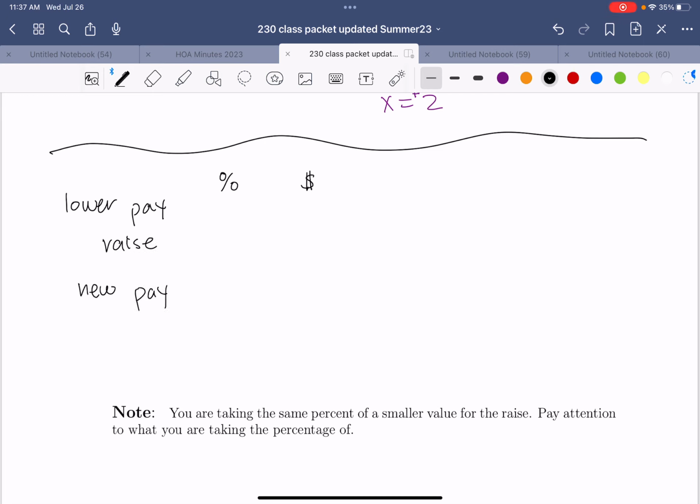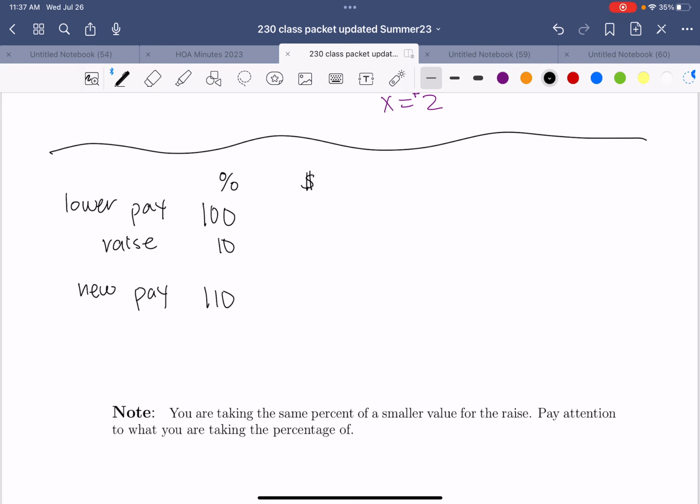And the question is, is your new pay the same as your old pay? So now the raise is 10%. Your current pay, the lower pay, is the old pay, right? You're going from the lower pay to the newer pay. So the lower pay is your 100%. And that means your new pay, because now it's a raise so it's positive, you're adding together, that's 110%.